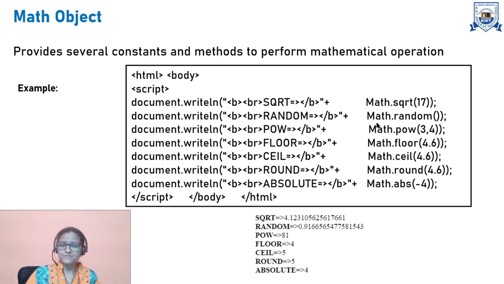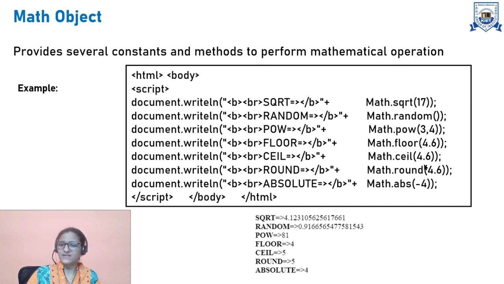Then Math.random, it will provide any random number. Then pow, 3 and 4 we have passed over here. It will take the power of this value. Then floor, 4.6. In the floor, it will give the minimum value. So for 4.6, it will return 4.